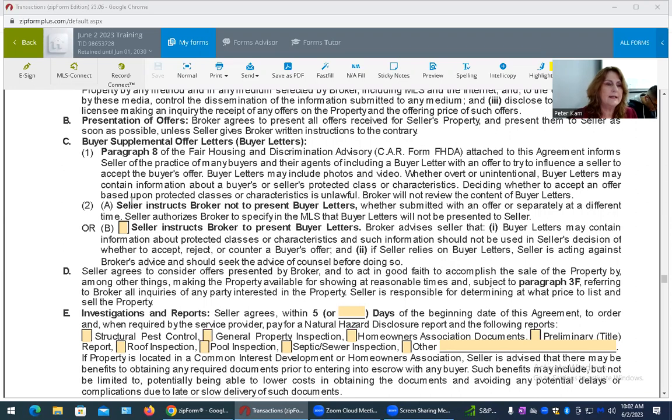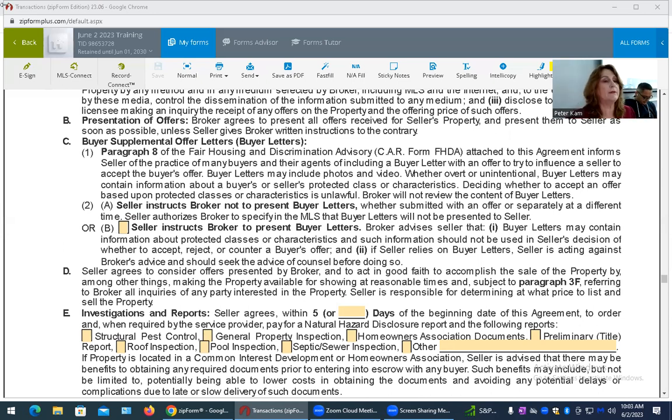Now, there's also a choice in 2B where, if you check this, the seller is instructing the broker to present the buyer letters, and the broker advises the seller that the buyer letters may contain information about protected classes or characteristics, and such information should not be used in the seller's decision whether to accept, reject, or counter an offer. So I just wanted to bring this up to you. This is in the residential listing agreement, so just be aware of that.